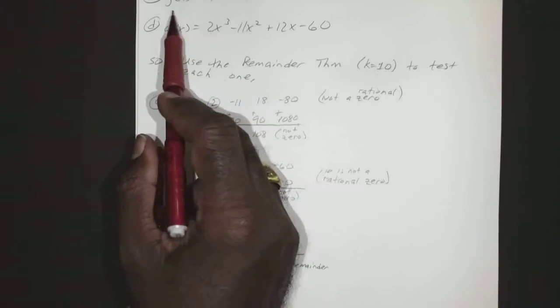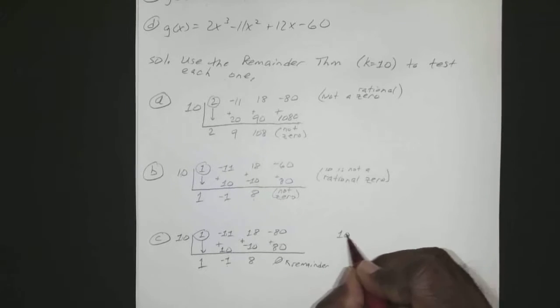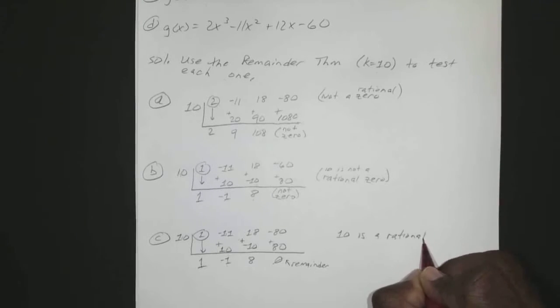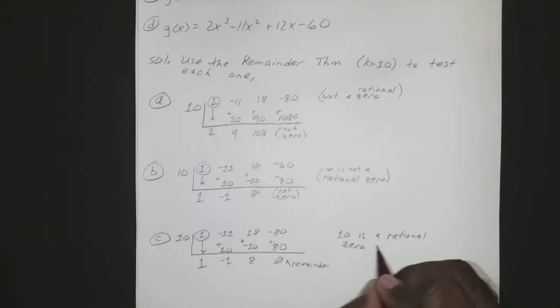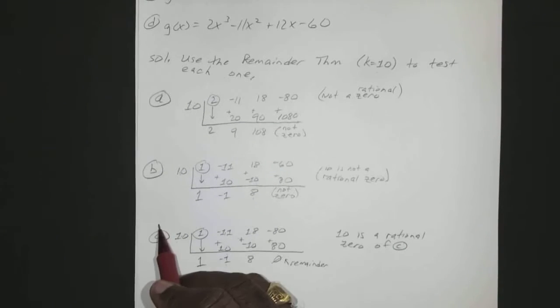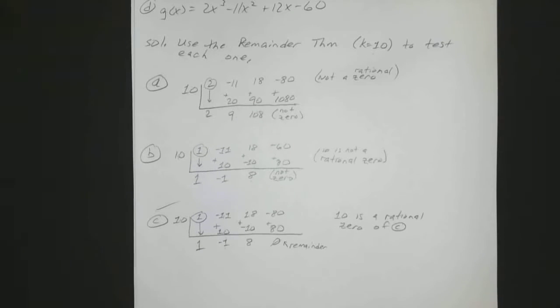So that means for C, if you graph C, that graph will cross the x-axis at 10. So 10 is a rational 0 of C. Okay, so we found one. Now we just check the last one.